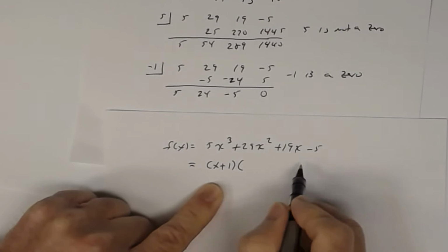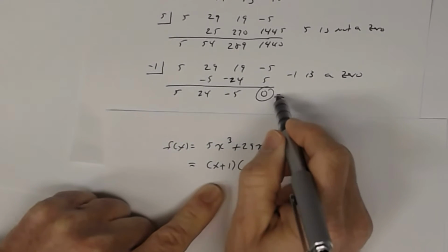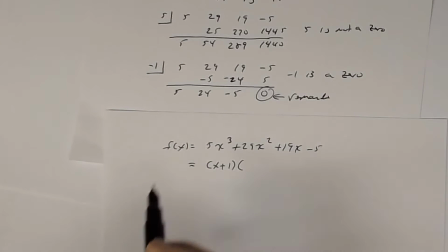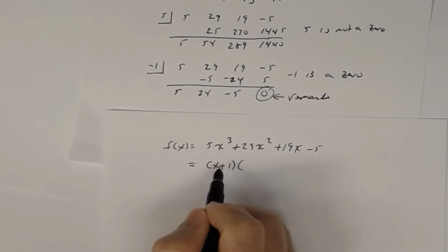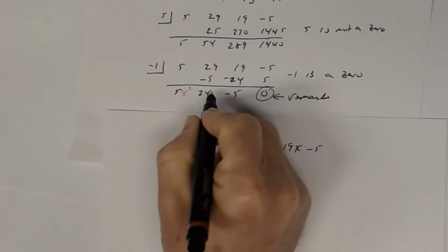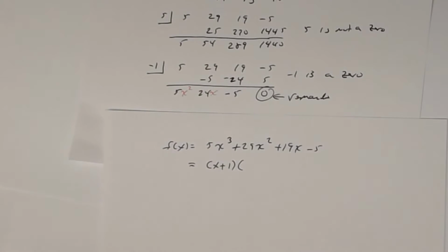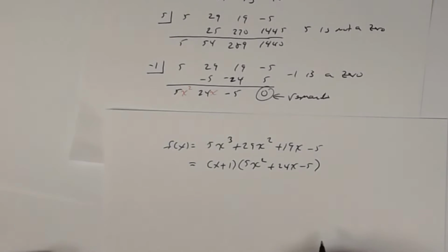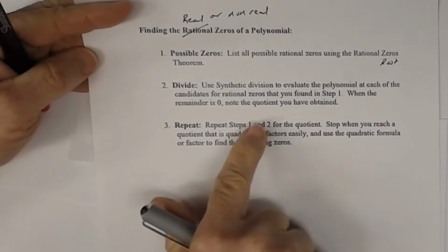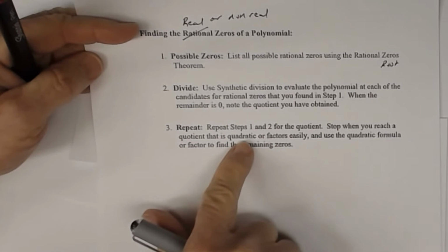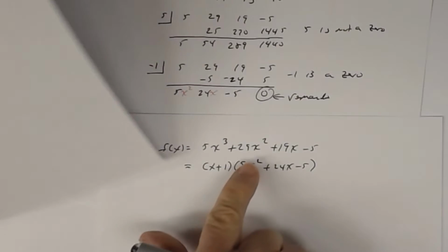All right, now the quotient, this is your quotient right here. So that's your remainder. And that's your quotient. Remember how we did this? Since this is cubic, then this is linear right here, then x times x squared must be x cubed. So that means this must be 5x squared and then 24x, right? And so now this becomes 5x squared plus 24x minus 5. All right, and remember what we did next. Repeat steps 1 and 2 for the quotient. Stop when you reach a quotient that's quadratic or factors easily. So we reach a quotient that's quadratic.